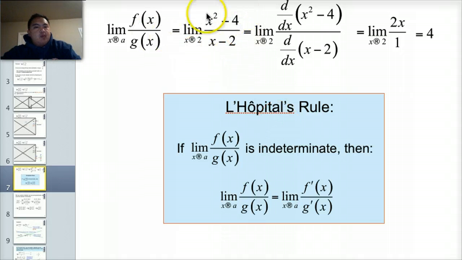So remember that same problem we just did, x squared minus 4 over x minus 2? Instead of doing factoring and cancel, what I can do is I can take the derivative of the top, so that derivative of x squared minus 4 is 2x. The derivative of x minus 2 is 1. So you see how this 2x over 1 is the derivative of that original problem? And now try plugging in a 2. And when I plug in 2, I get 4 over 1, or 4. Like, wow, that's so much easier. I don't even have to factor. That's L'Hopital's rule. If you get a problem where it's indeterminate, take the derivative of the top and the bottom, and try plugging in again.